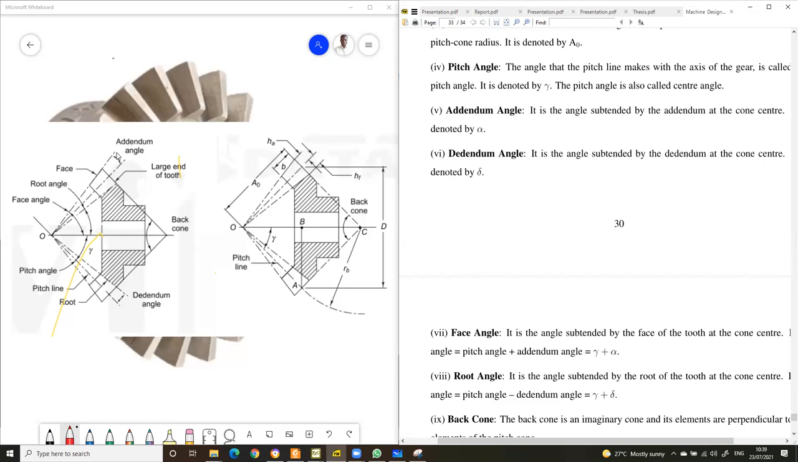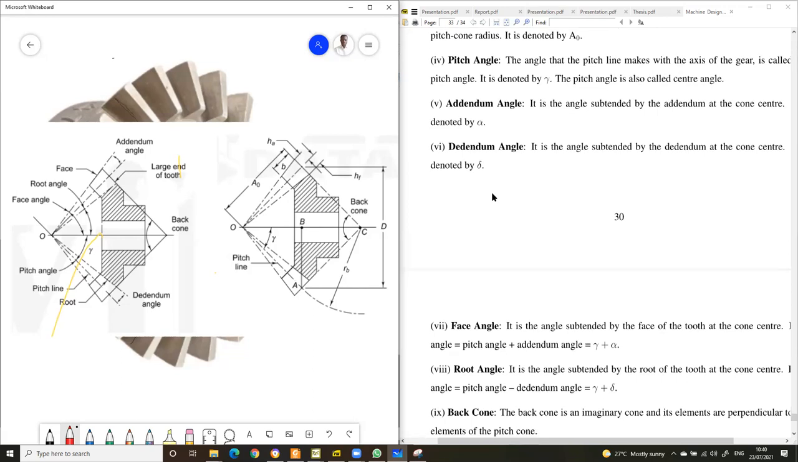delta. And that one is the angle subtended by the dedendum at the cone center, and that is this angle here. So that angle is between the pitch line and then this line here. Okay, that is the dedendum angle, between the dedendum and the pitch line.